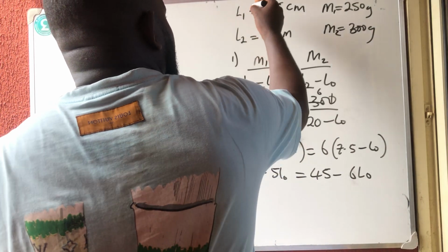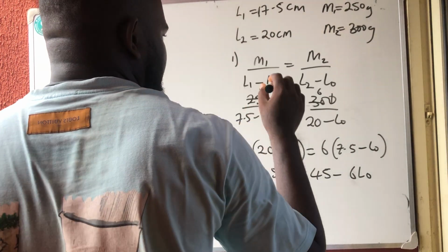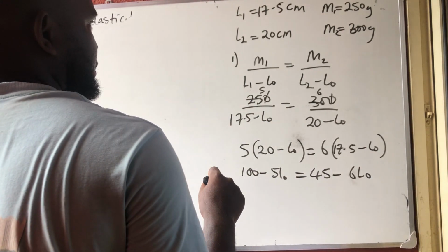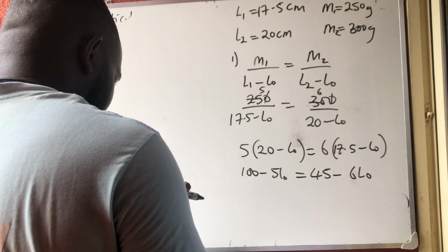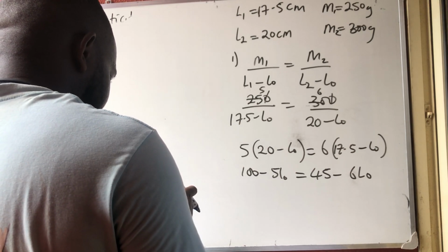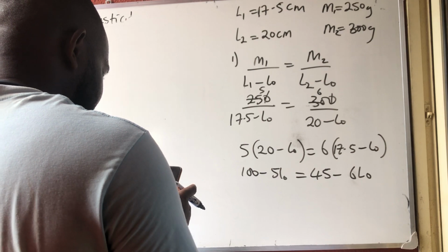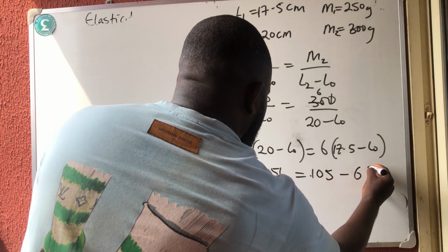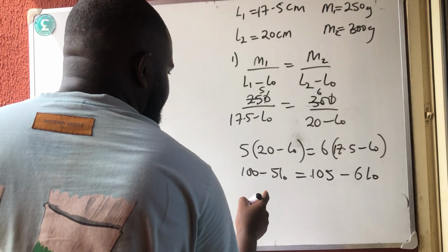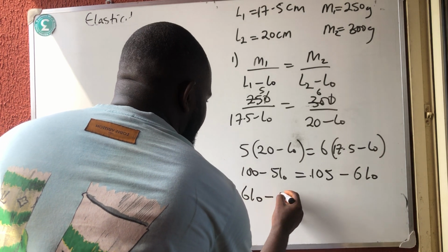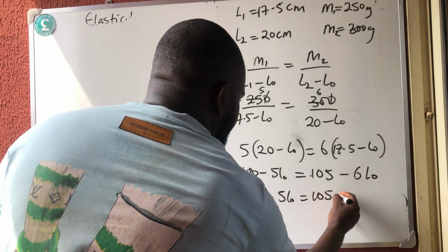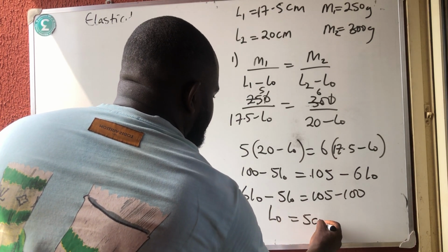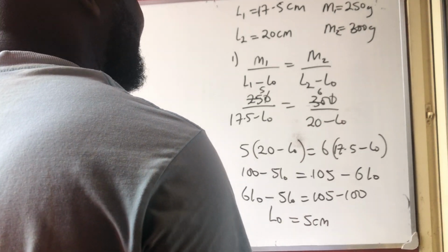Sorry, that is 17.5, it's a mistake. 17.5 times 6, so I'm having 105. So this is 105 minus 6 L0. So collect terms: 6 L0 minus 5 L0 is equal to 105 minus 100. So L0 is equal to 5 cm. So this is the original length of the string.